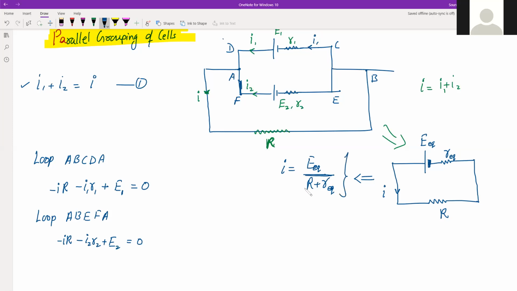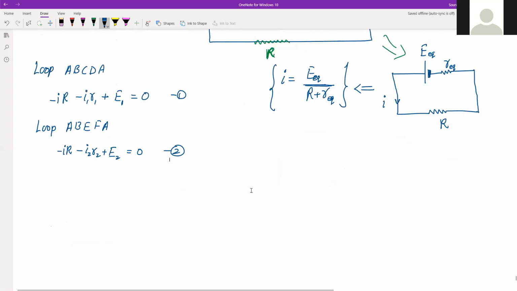This is not going to change. That means if I am able to get an equation similar to this, that is I's expression from these two expressions, equation 1 and equation 2, and if we are able to get it in this form, then whatever is the numerator will be the equivalent EMF. So let's try to do that and see if it is possible or not.